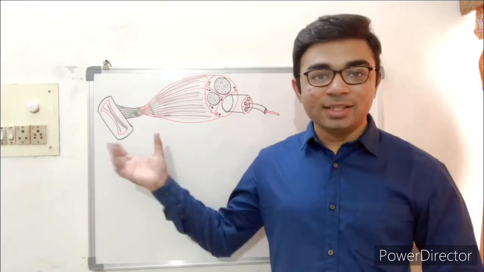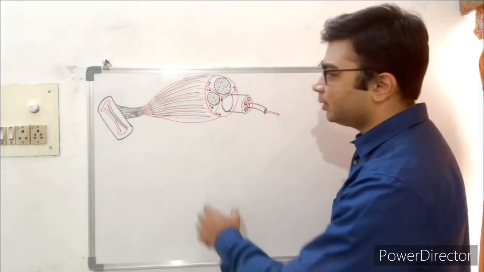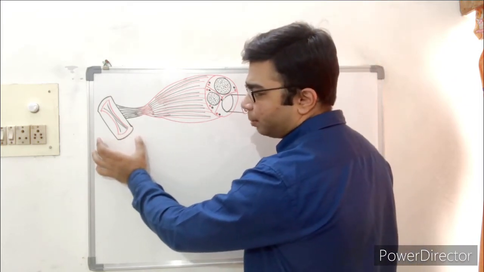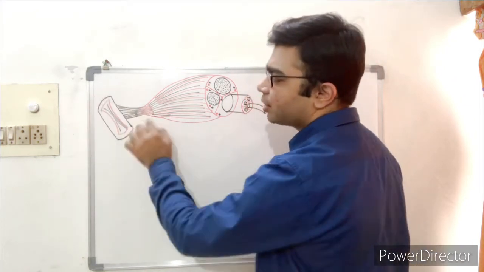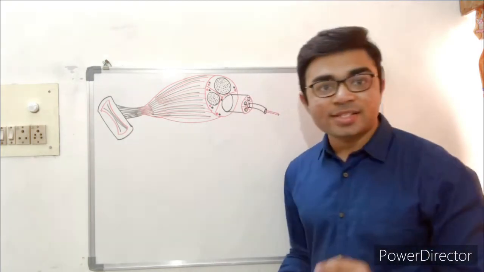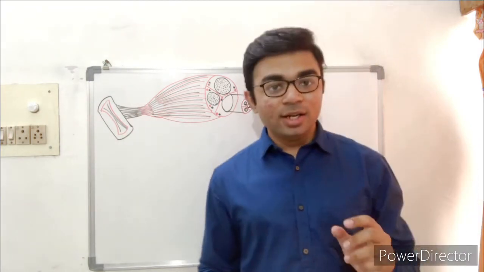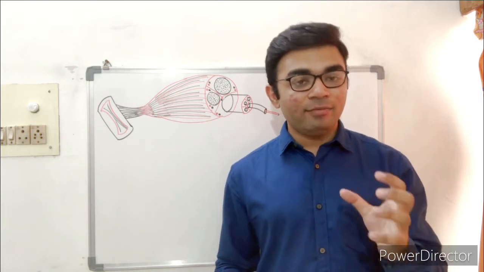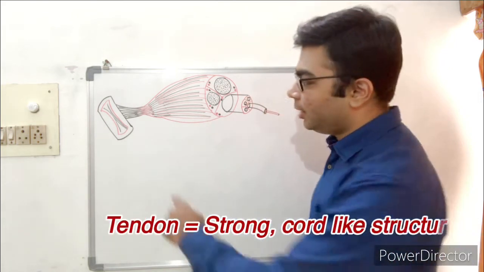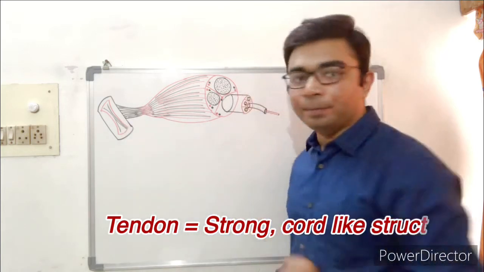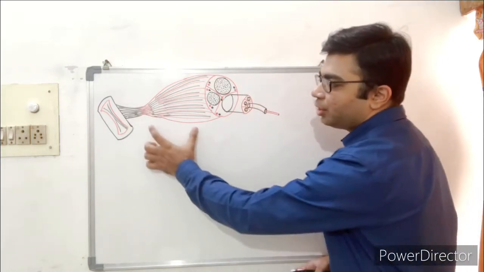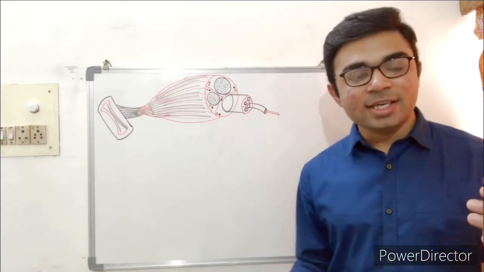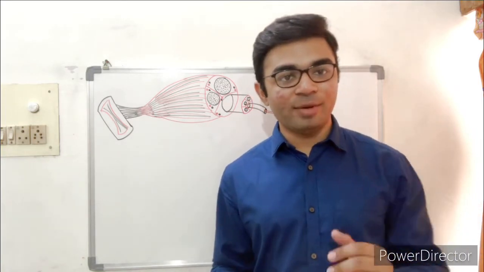So here you can see in this diagram that this is the muscle and here it is attached to the bone with this kind of strong structure. This is known as the tendon portion. The tendon is a very cord-like structure, very strong in nature, and it is directly attached to the bone. Next, this much area is known as the muscle belly, or I can say the fleshy area of a muscle.